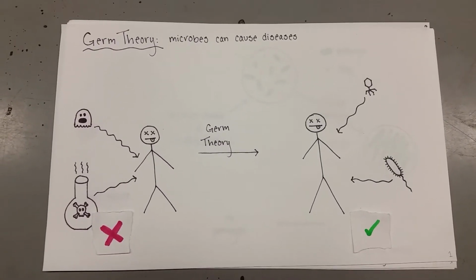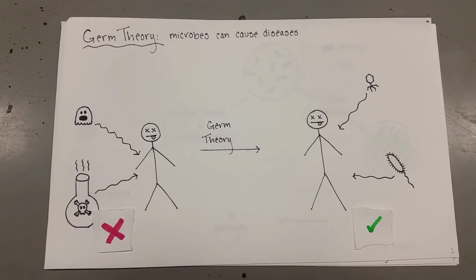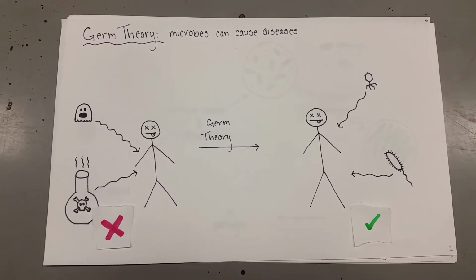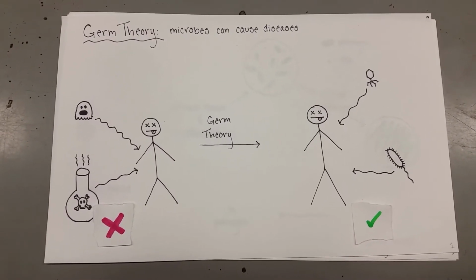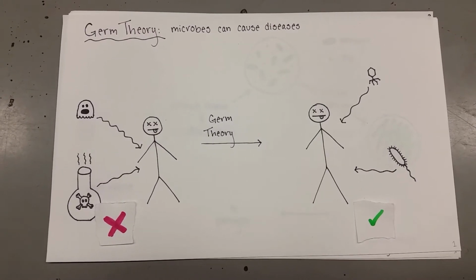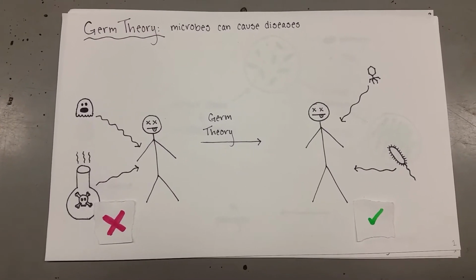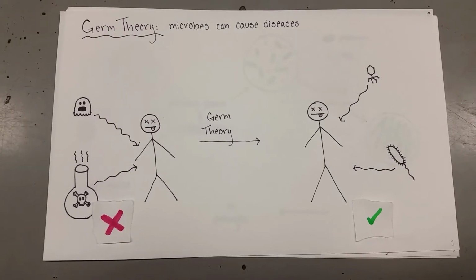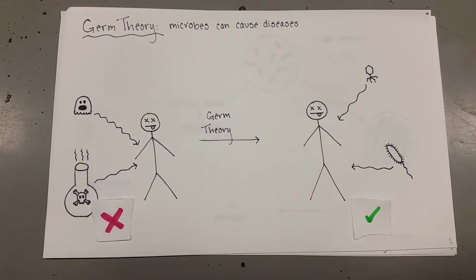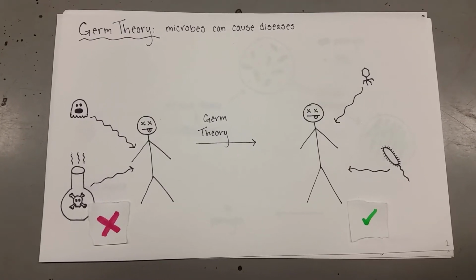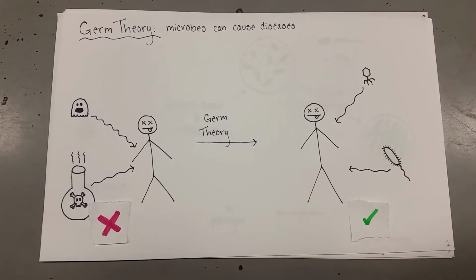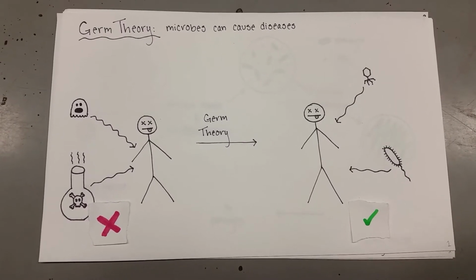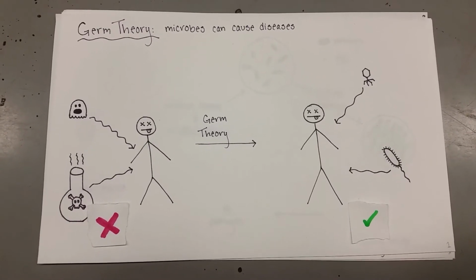Back before we realized that microorganisms, such as bacteria and viruses, caused diseases, people believed that supernatural or evil forces and even poisonous vapors made people sick. Seems absurd, right? But when you think about it, they could not see these microorganisms because they are too small to be seen with the naked eye. So, oftentimes, people used religion and other beliefs to explain things they didn't understand.